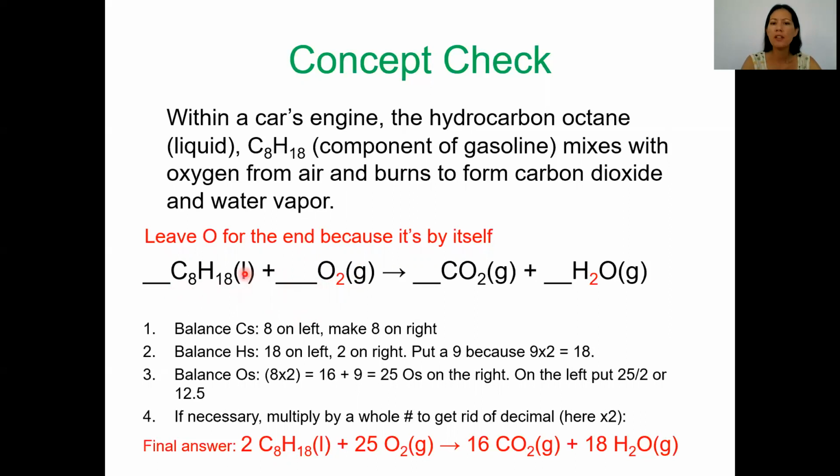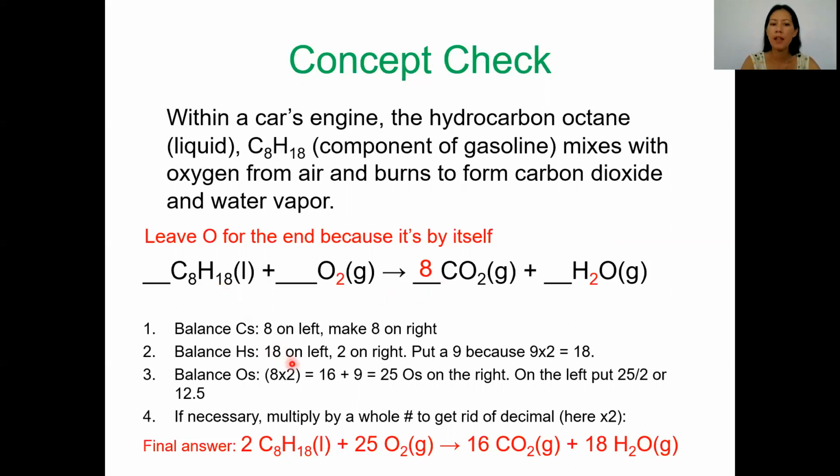So looking at this, I tend to go for carbon first. I don't necessarily have to do that, but I see there's 8 C's on the left, so I need 8 C's on the right. There's only one molecule with C on the right here, so I'm going to put an 8 in front of carbon dioxide. Next, I'm going to balance the H's.